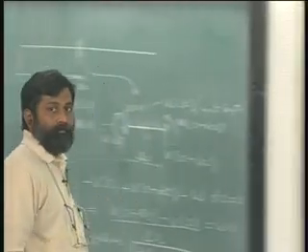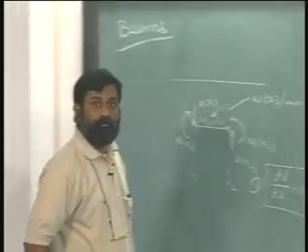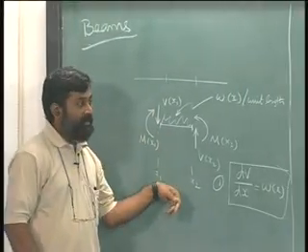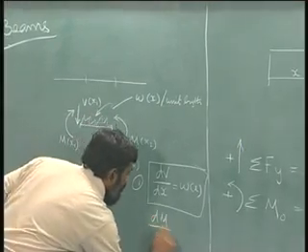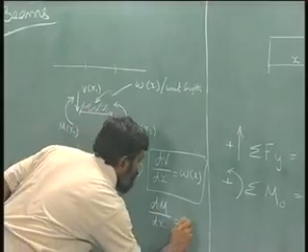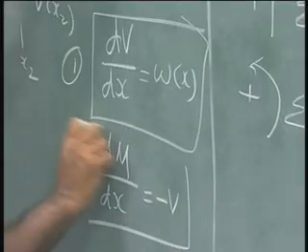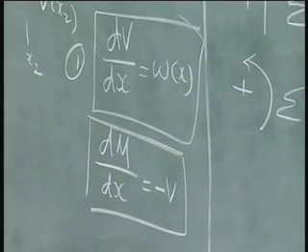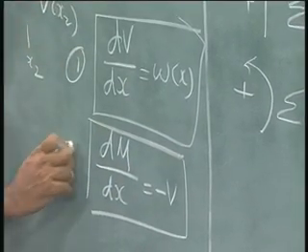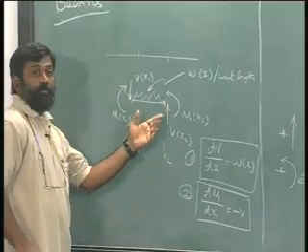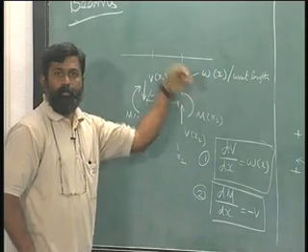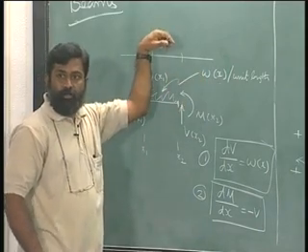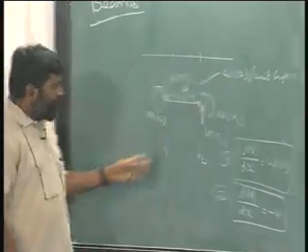Okay. And therefore, in this relationship we got one more, which is dM by dx is equal to minus V. So, we have two relationships that we could find out from equilibrium of a small infinitesimal element for a beam which has transverse force acting on it.